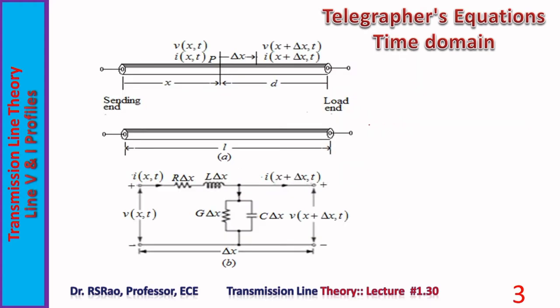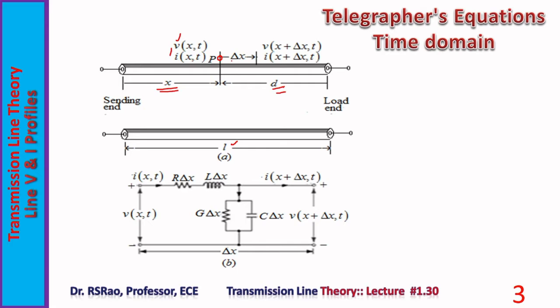Here is shown the line. It is lying along x-axis. Length of the line is L. We consider an arbitrary point P over the line. This point is at a distance of x from source end, and at a distance of d from load end. At this point, let us suppose voltage is V, current is I. V is V(x,t), I is I(x,t).